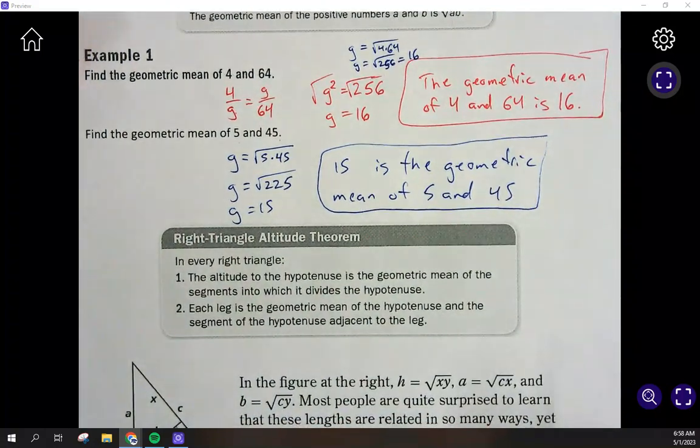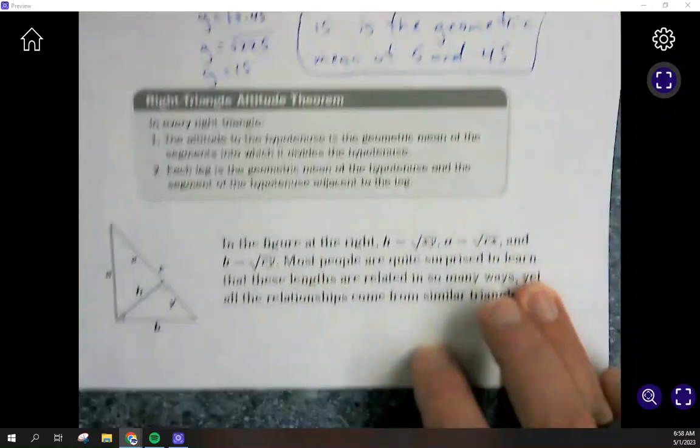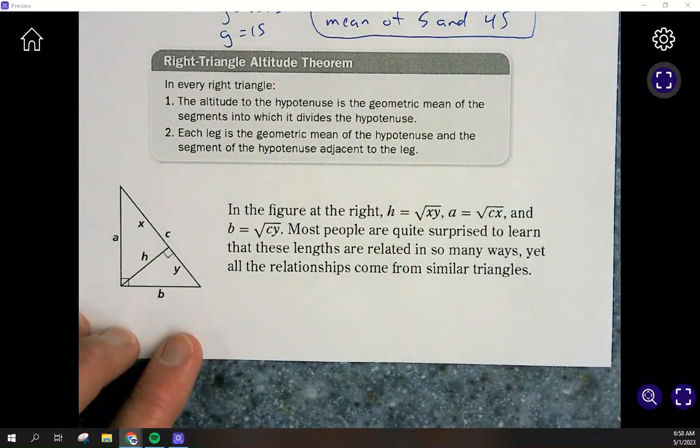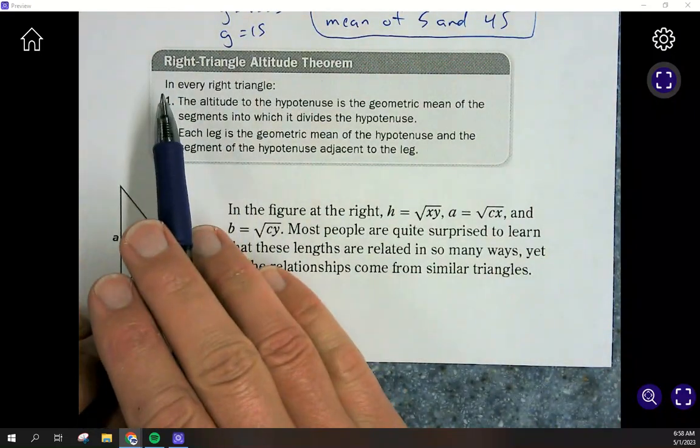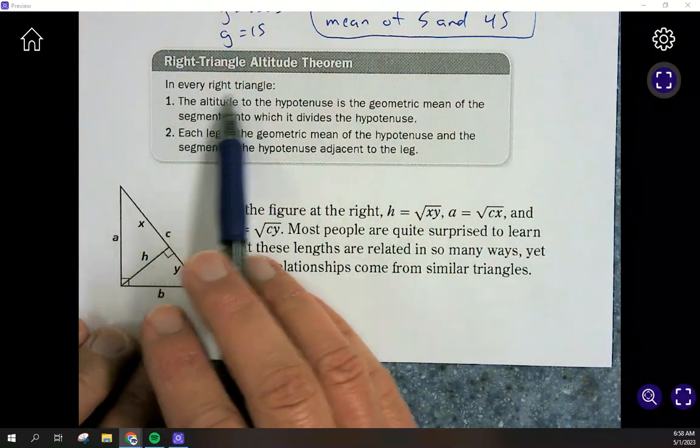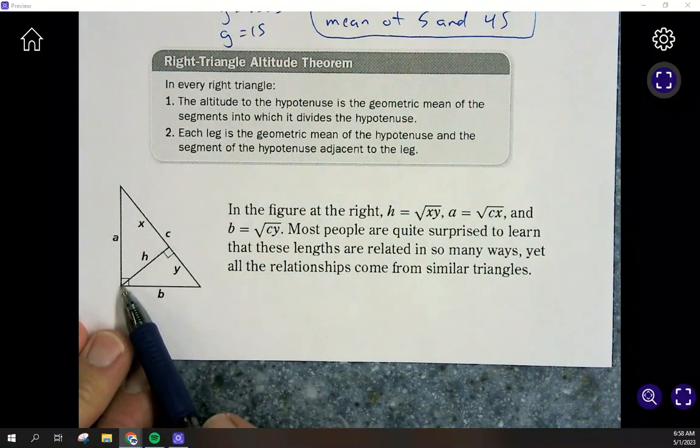All right. So now let's relate this directly to the right triangles. That's where we were going, but we had to first understand what this looked like and how to solve them. So our right triangle altitude theorem, as we referred to in the big idea, has two different situations. So in every right triangle, the altitude, so here's a big right triangle. The altitude is like the height. It's going to go across.